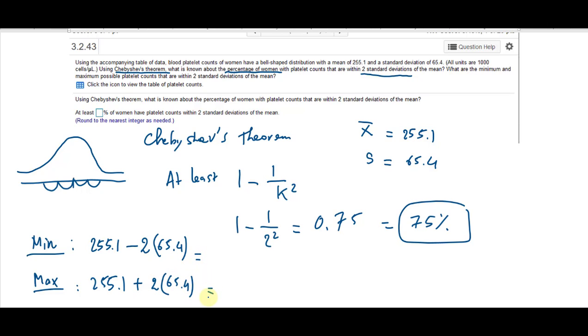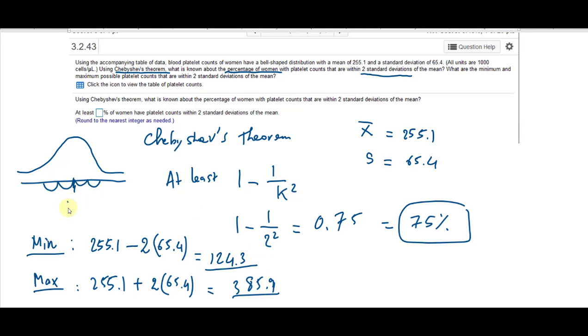So 255.1 minus 2 times 65.4 gives me 124.3, and this is the min value of that data range. And then if you add 255.1 plus 2 times 65.4, that would give me 385.9, and this is the max value.